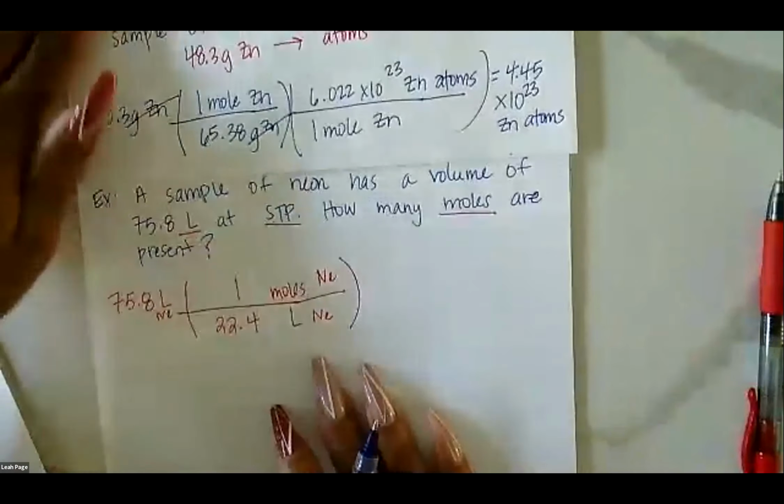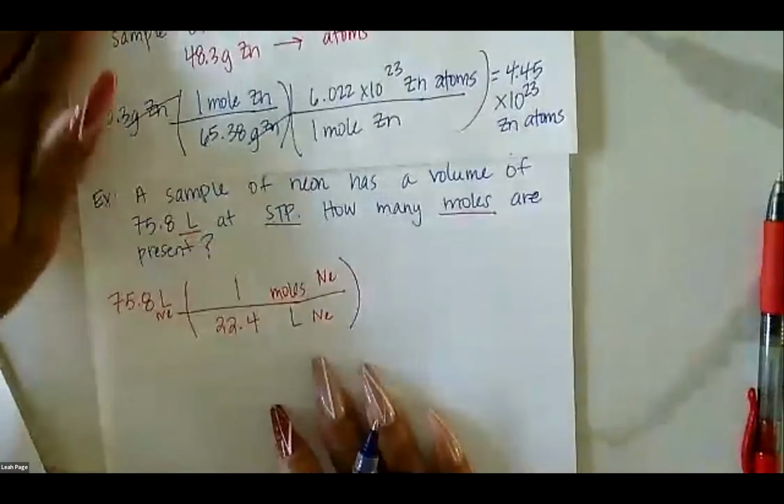Does that make sense, guys? You know, we know kilograms and milligrams and kiloliters and milliliters. Just know that you've got to go to grams or liters first. You've got to first do that conversion. And then use these, either Avogadro's number, molar mass, or the molar volume.